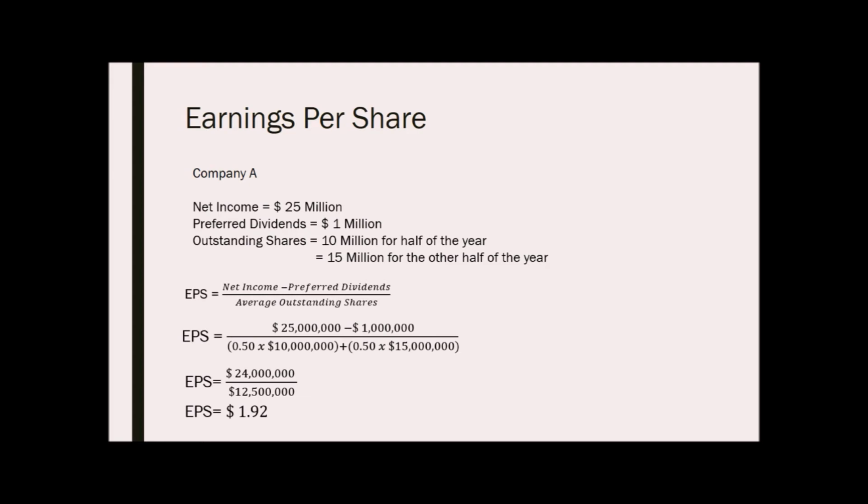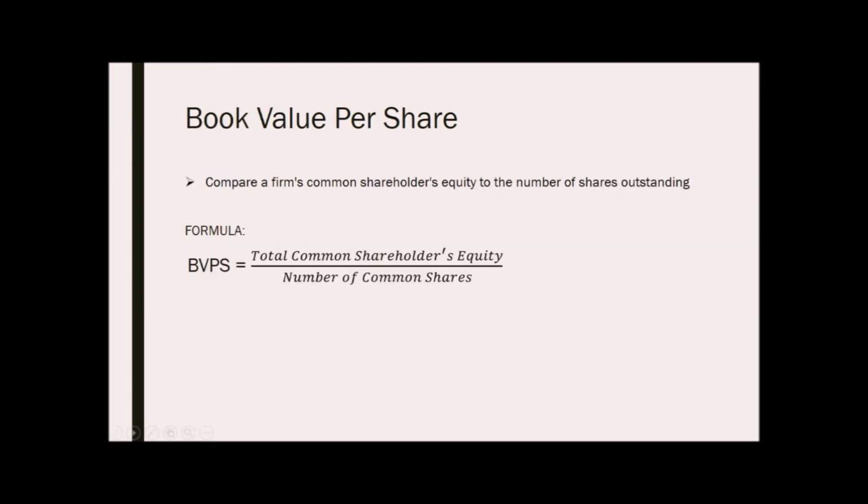Next is book value per share, or BVPS. The term book value is a company's assets minus its liabilities, and it's sometimes referred to as equity. This ratio is used to compare a firm's common shareholders' equity to the number of shares outstanding. In the case that the firm dissolves, it is the amount that the shareholders will receive. To compute this, just divide the total common shareholders' equity by the number of common shares.